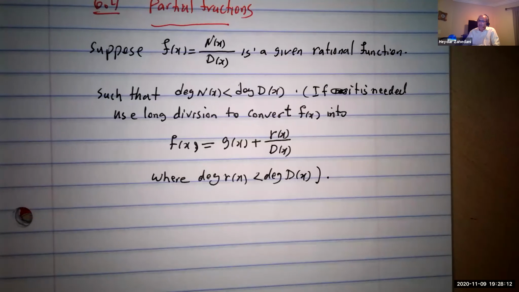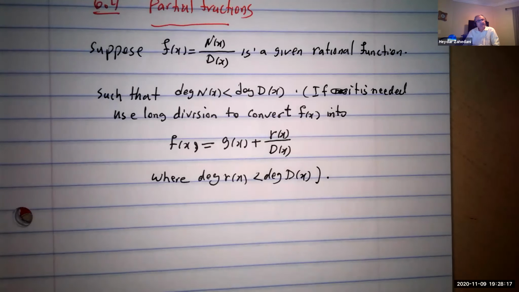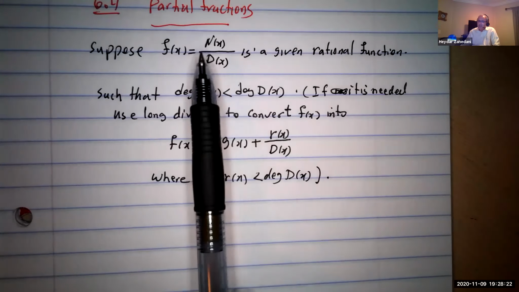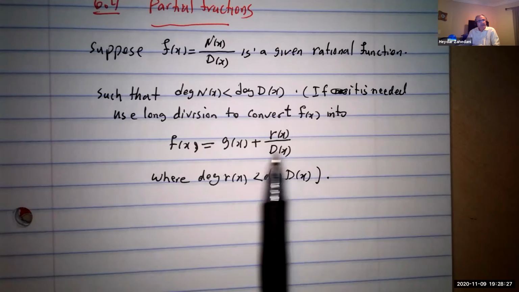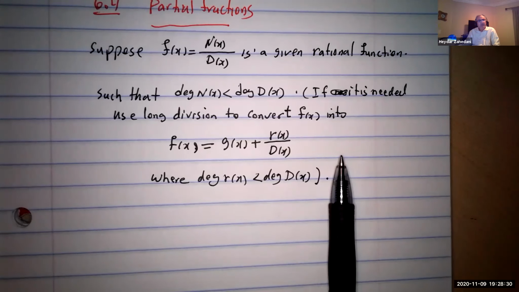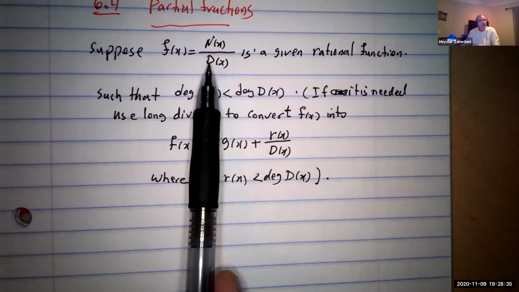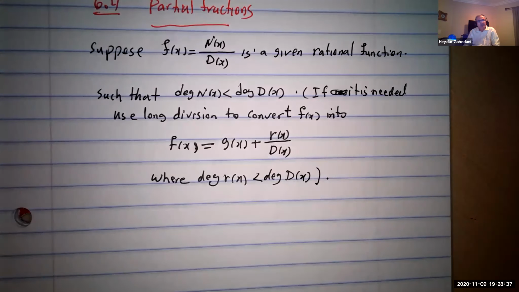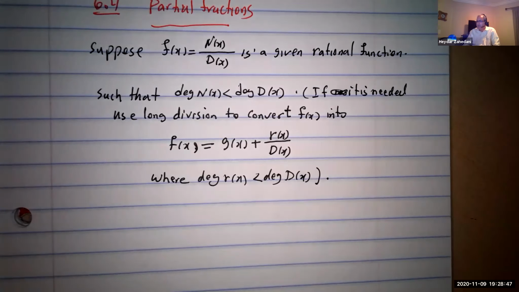Any question? The degree of the top is going to be smaller than the degree of the bottom. Now what we would like to do is write this rational expression as a sum of some other fractions that we call partial fractions. So this is the main fraction, but we would like to change it to the sum of some partial fractions. We can do it if this d of x, the bottom one, is factorable.